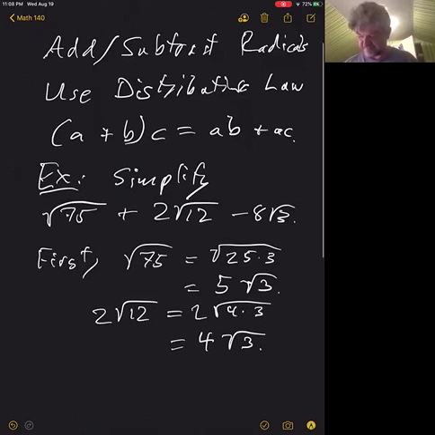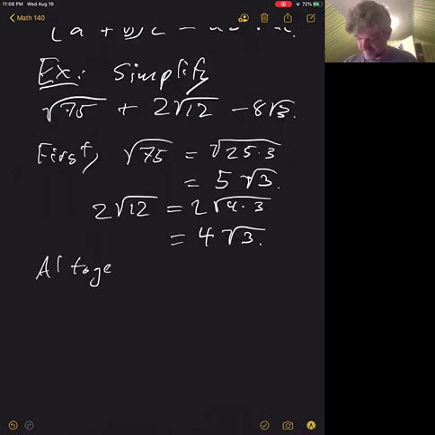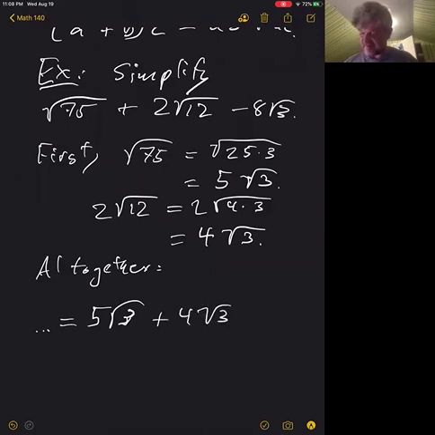All together now, we get 5 times square root 3 plus 4 times square root 3. That's what became of the middle term. Minus 8 times square root 3.